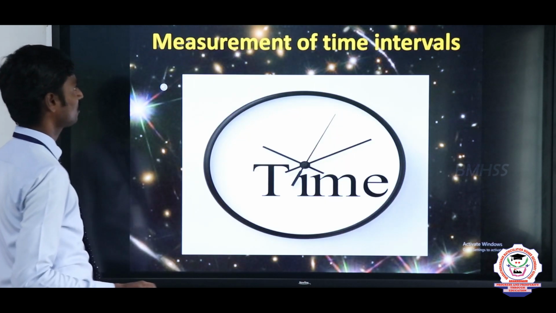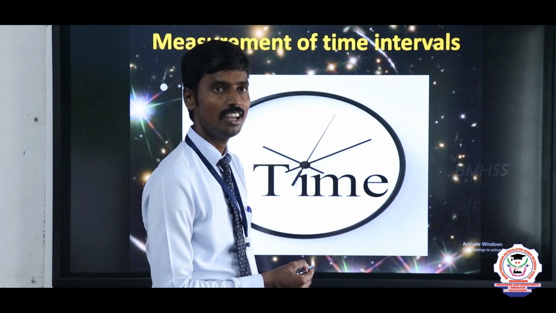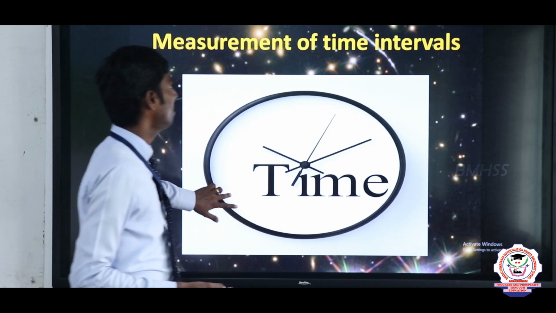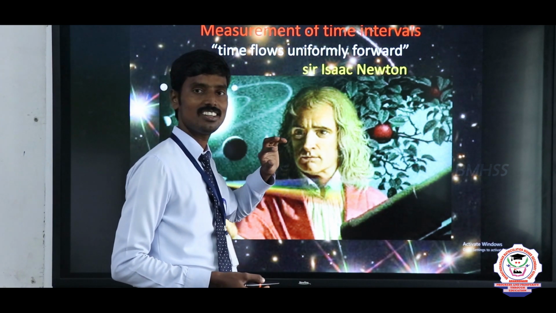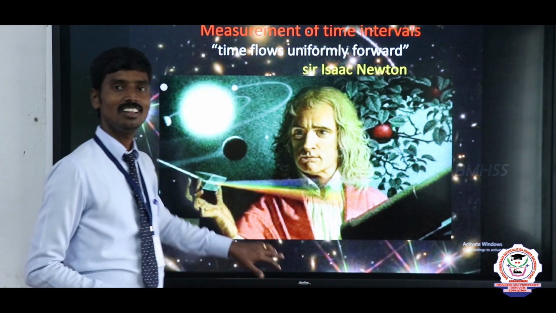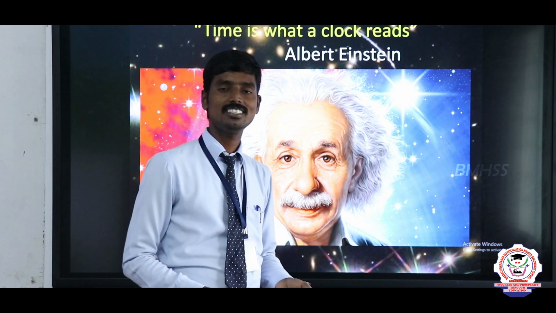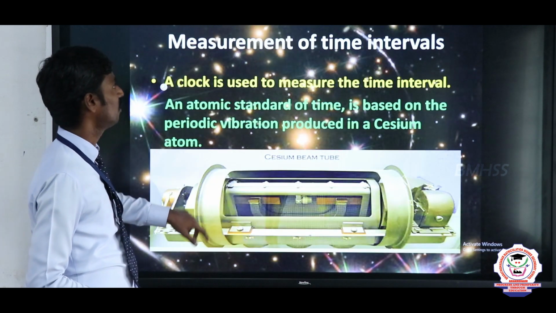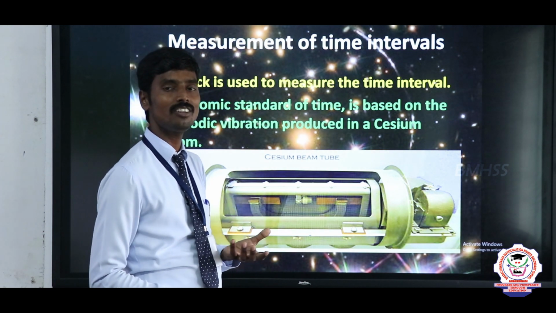Okay, next one, measurement of time intervals. Already we know, last class we saw this topic, measurement of time interval. Time flows uniformly forward, said by Sir Isaac Newton. The next one is, time is what a clock reads, said by Albert Einstein, the great scientist, father of modern physics. The measurement of time interval.